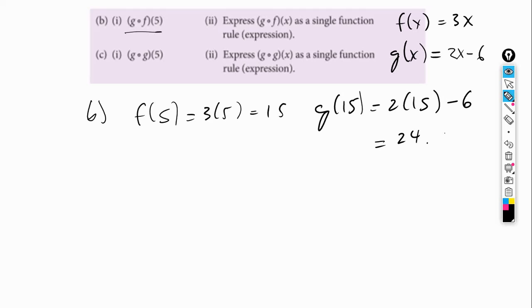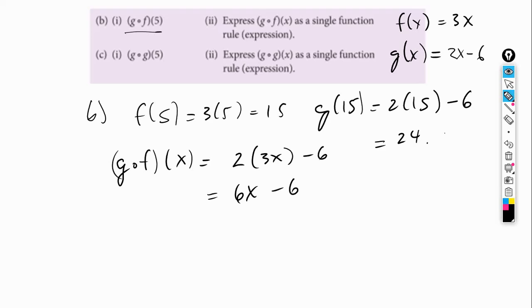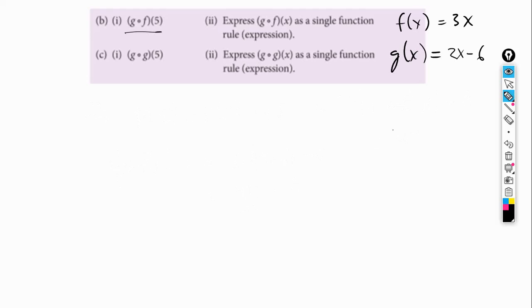Now they want us to do the same thing, but using it as a single function or creating the single function, right? So this would be g of f of x, meaning plug in f inside g, right? So this would be 2 times, instead of x, we write 3x, 2 times 3x minus 6, and this is going to be 6x minus 6. Notice that if we plug in 5 directly here, we're going to get also 24. So now let's focus on part C.